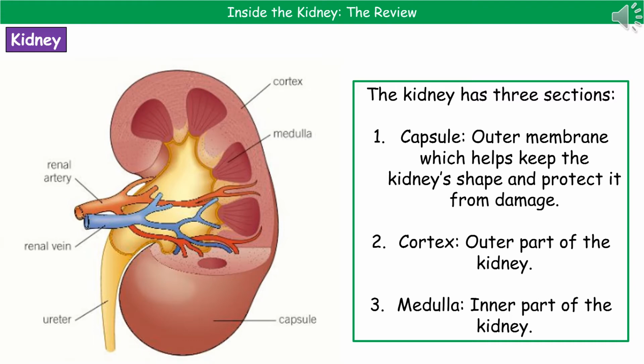The kidney then itself is divided up into three parts. We have the capsule, which is the outer membrane which helps keep the kidney shape and protect it from damage. Next bit in is the cortex, which is the outer part of the kidney there. And then you've got the medulla, which is the inner part of the kidney.